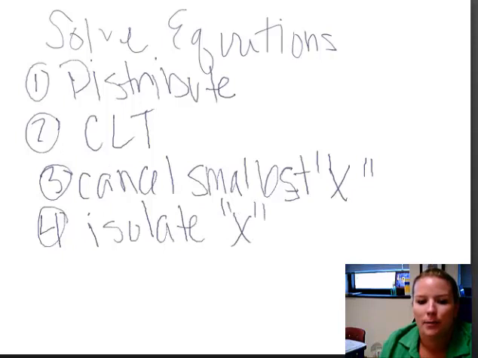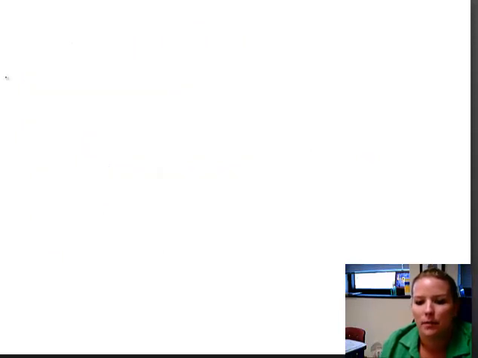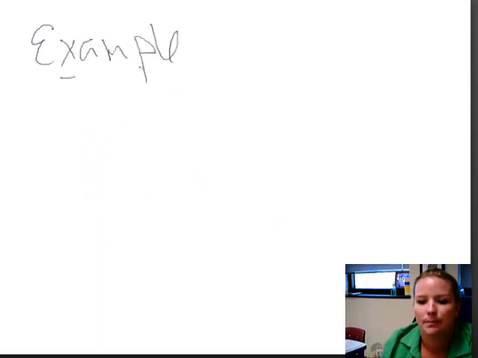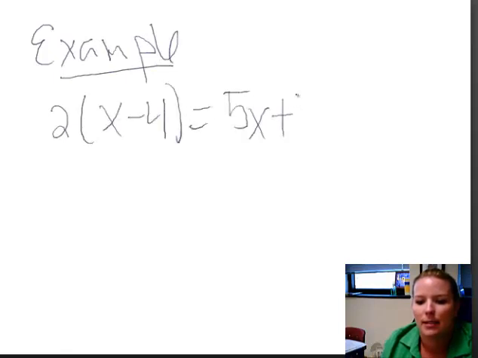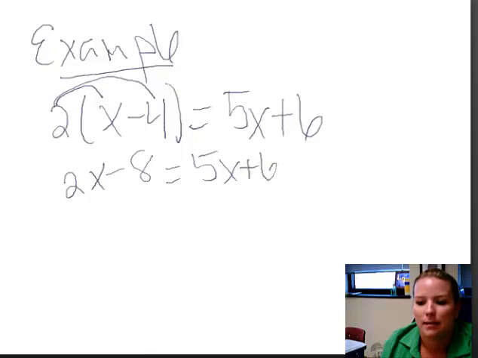Okay? So, an example of this, if we can turn our side, would be something like this. Say we have 2 times x minus 4 is equal to 5x plus 6. Now I just made this up, so this might not work out to be even, but that's okay too. We like fractions. So the first step, distribute, means we distribute the 2. So we're going to have 2x minus 8 equals 5x plus 6.